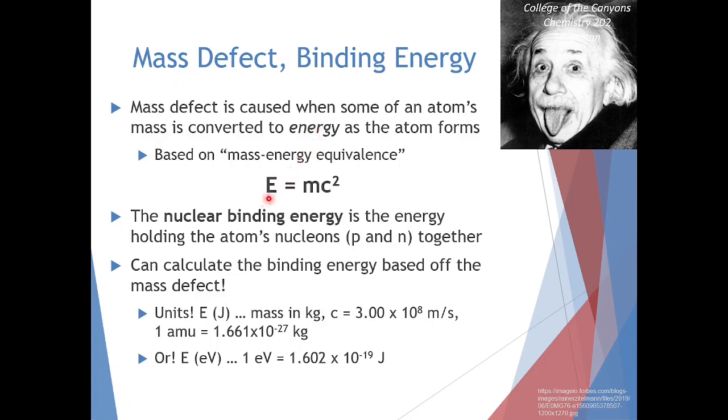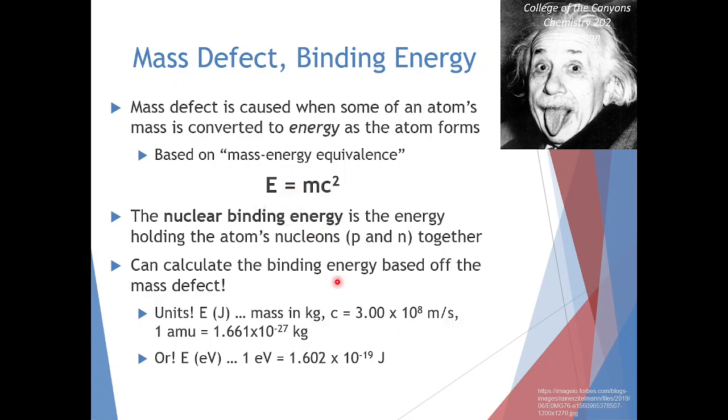We have an equation for mass and energy equivalency. It's this famous equation from Albert Einstein, E is equal to m times c squared. The energy that is keeping our nucleus bound together is equal to the mass that we've lost times the speed of light squared. In order for this equation to work out, our energy is in units of joules, our mass is in units of kilograms, and the speed of light is in units of meters per second.